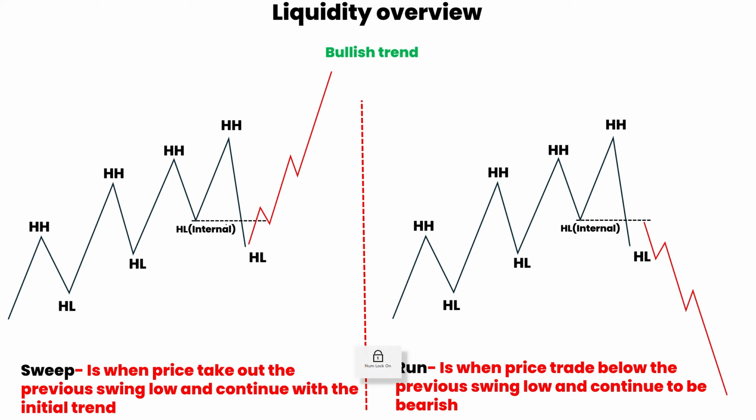Most of the time in a bullish trend like this one here, you will see that there will be a low here before the market can continue to the upside, so that the market can take this low out for the sell side liquidity before we can see another bull run to the upside. So that's how the market behaves most of the time.